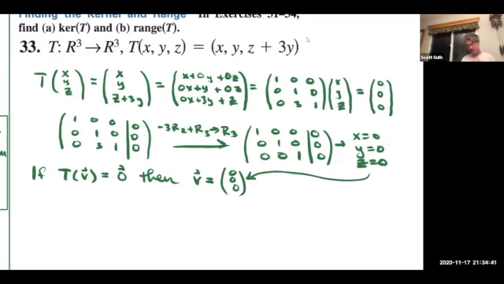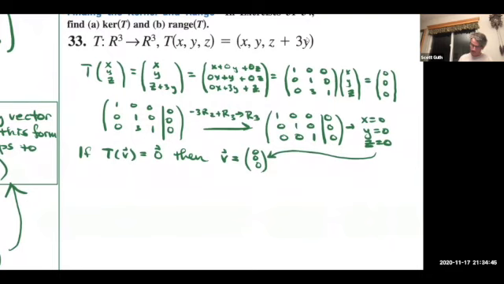And the range is basically the dimension of the column space. The dimension of the column space is going to be 3-dimensional because the dimension of the kernel plus the range has to be 3. Okay, so you could say here that the kernel of T is just the 0 vector.